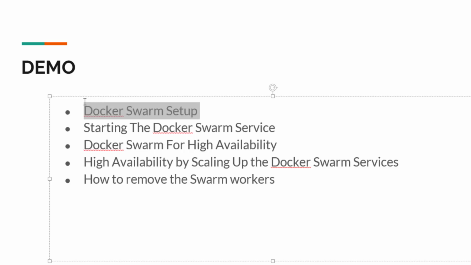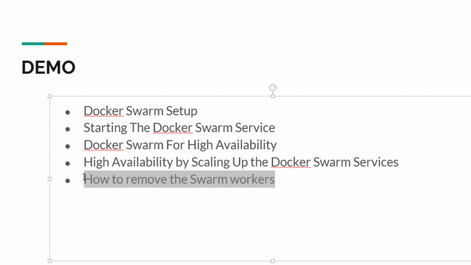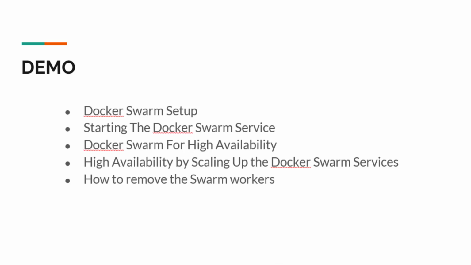So we have seen how we set up the Docker Swarm, how we create a service, and how we manage Docker Swarm with high availability. We also saw how we scale up the number of services, and at last we saw how we remove a Swarm worker node. Okay, so that's all for this video.